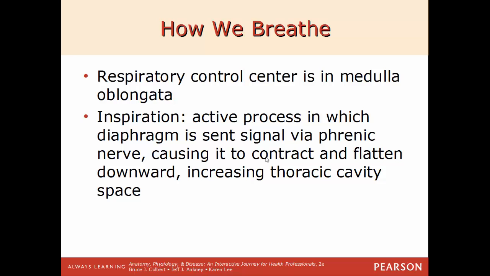All right, now we'll talk about how we breathe. The respiratory control center is found in part of the brainstem, the medulla oblongata. The process of breathing in is called inspiration. This is an active process in which the diaphragm is sent signals through the phrenic nerve, causing it to contract. When the diaphragm contracts, it will flatten out. When it does so, it's going to increase the volume that the thoracic cavity contains, because you're pulling the diaphragm out of the way, so the thoracic cage has room to expand. So the volume will go up.